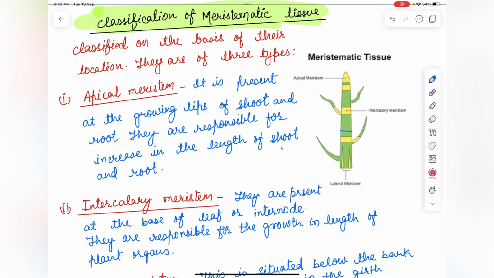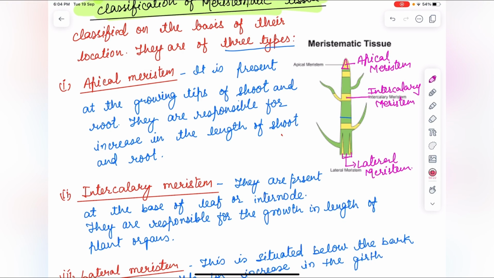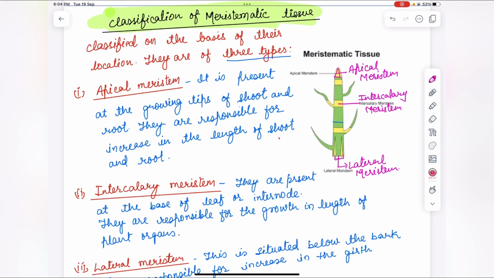The meristematic tissues are classified on the basis of their location. They are of three types. So what are they? They are the apical meristem, this is intercalary meristem, and this is lateral meristem. Apical meristem is present at the growing tip of the shoot and root. This is a tip, where this apical meristematic tissue will be present, and it will be present in the roots also, at the tip of the roots. They are responsible for increase in the length of shoot and root.